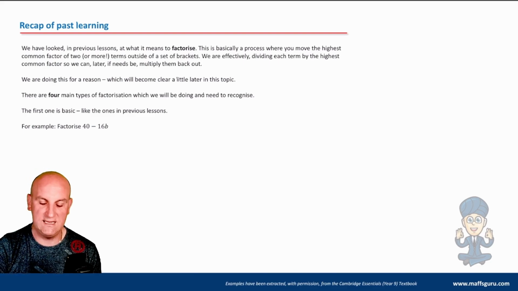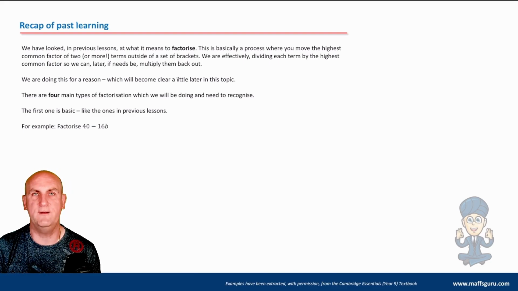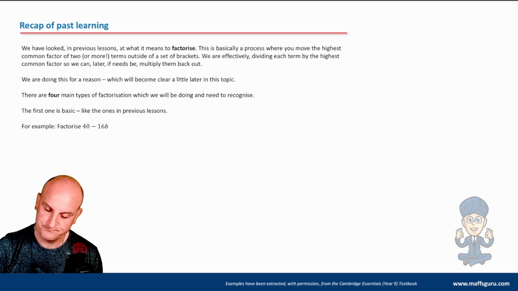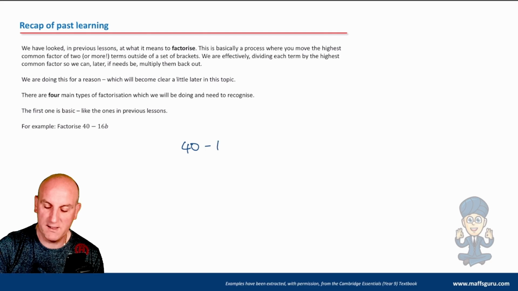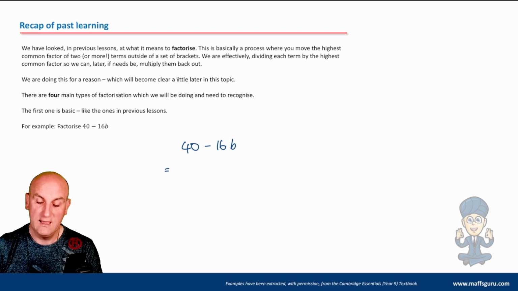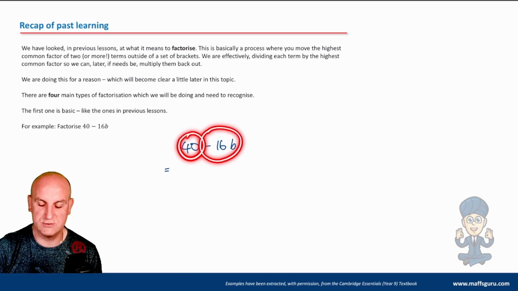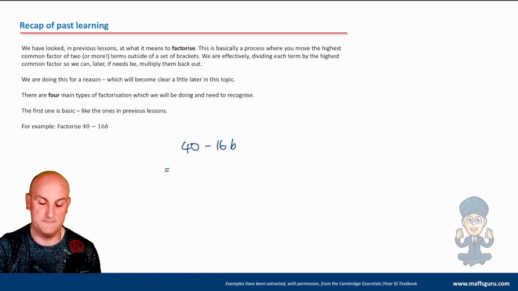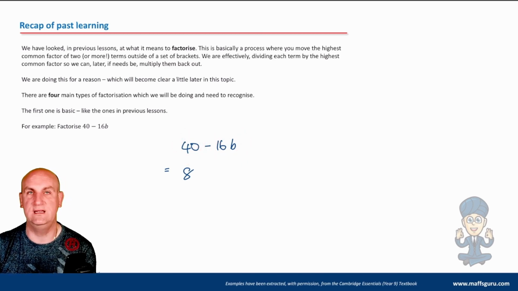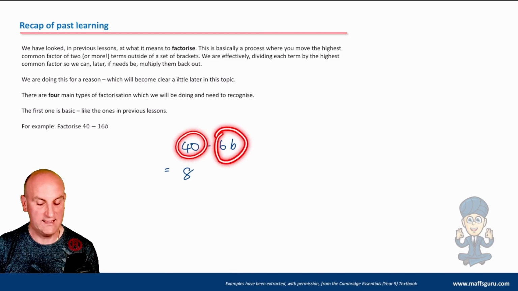In the last video, we did factorization. If you remember, factorization is where we move the highest common factor outside of a set of brackets. If we look at an example, we had 40 minus 16b, one of the very first examples I dealt with. How many terms have you got? Two terms. What is the highest common factor? Let's look at the numbers first, 40 and 16. Well, 8 is the highest common factor of the numbers. Now let's look at the letters. Are there any letters shared between each of my terms? Well, that one has a b in it and that one doesn't.